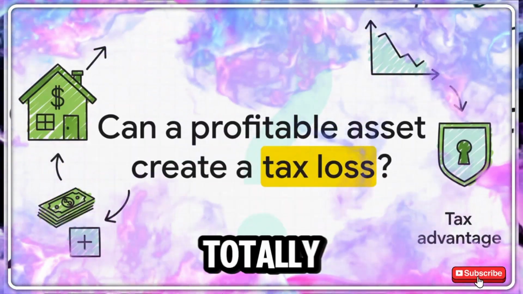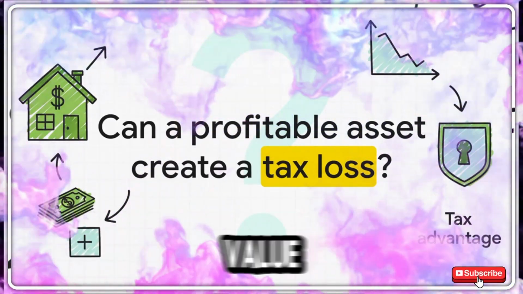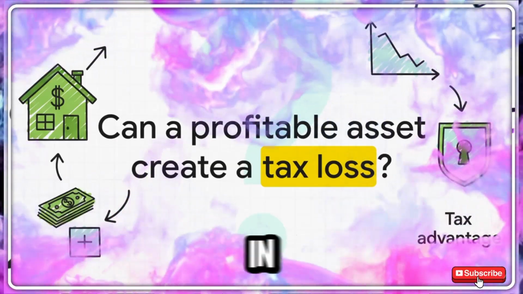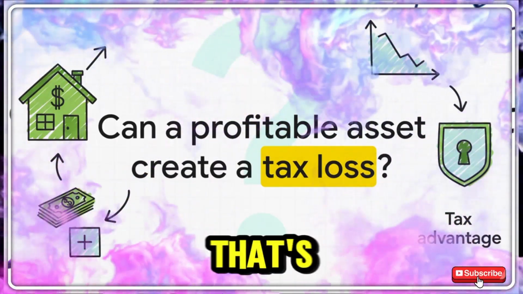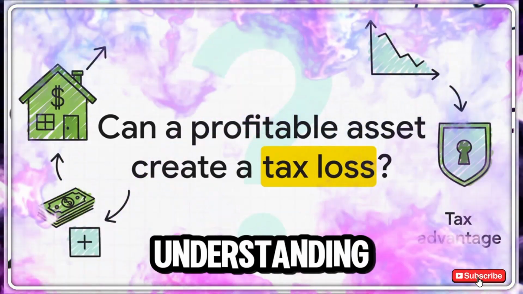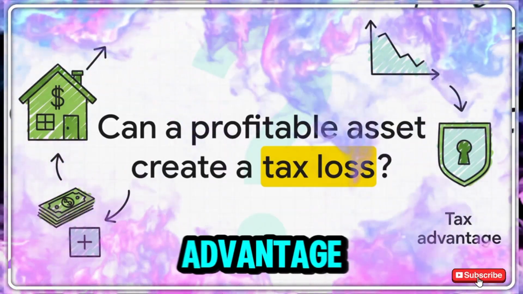It sounds totally backward, doesn't it? How can a property that's actually going up in value, maybe even putting cash in your pocket each month, also create a loss on paper? That's the central puzzle right there. And understanding the answer, well, that's the key to unlocking a massive tax advantage.